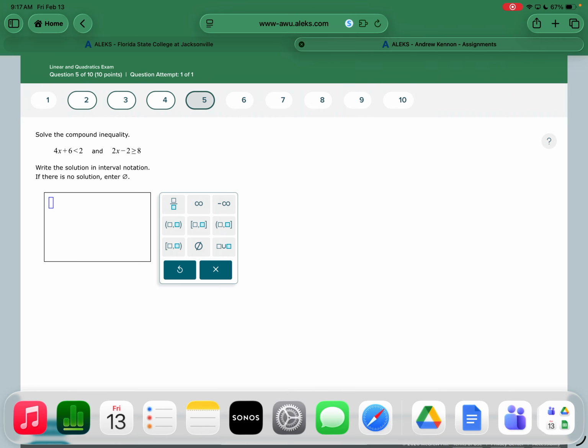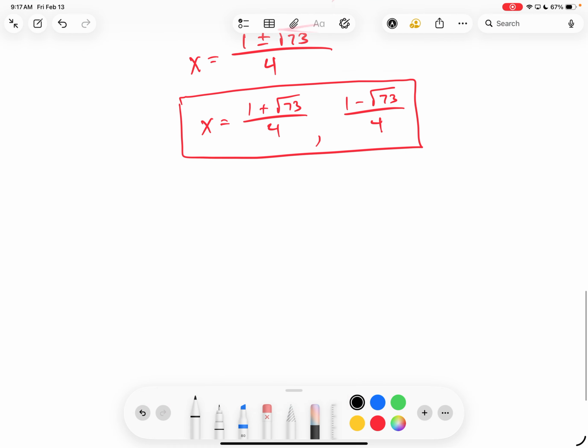For x plus 6 is less than 2. Oh, I am going to go work another variation of this problem.